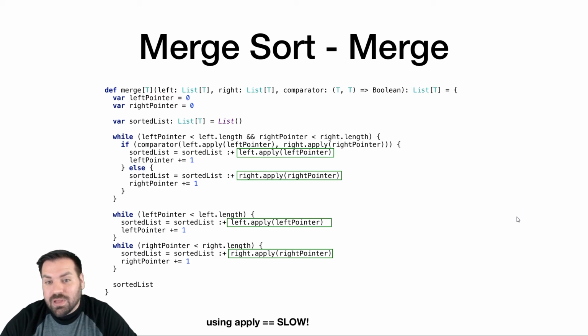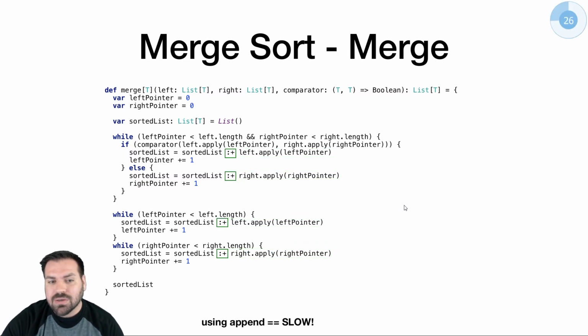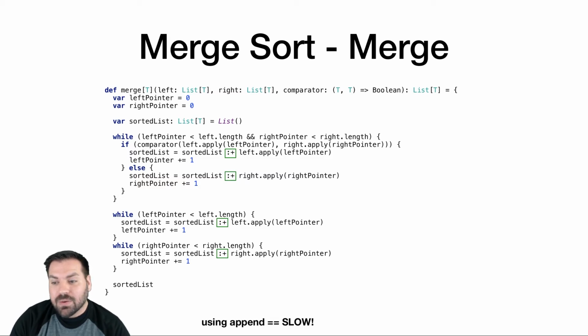This is horrendously slow, by the way. I'm using apply, which we already know is O of n. So I have an O of n loop and an O of n method inside of it. This is an O of n squared implementation. This is a terrible implementation of merge. The idea is correct, the algorithm's correct, the implementation is terrible. I'm really abusing the way lists work. I'm also using append, which is horribly slow. It's O of n. Appending to the end of a list, at least a Scala list, is terribly slow.